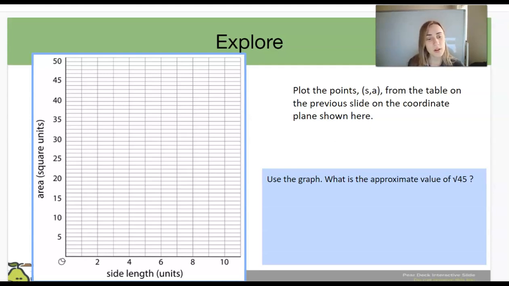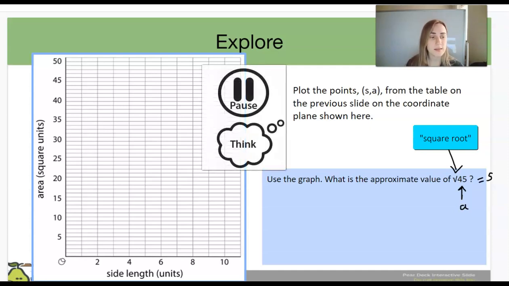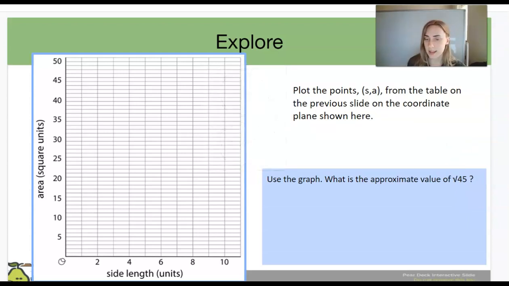And then you can use the graph to figure out the approximate value of the square root of 45. So we can use this symbol here, which is called the square root symbol, to demonstrate going from the area. So this is the area, and the answer to that would be the side length. And when you've had enough time to think about slide D, we'll move ahead to slide E.